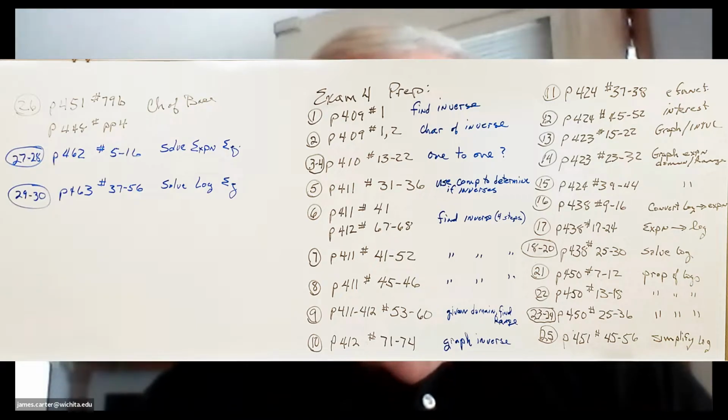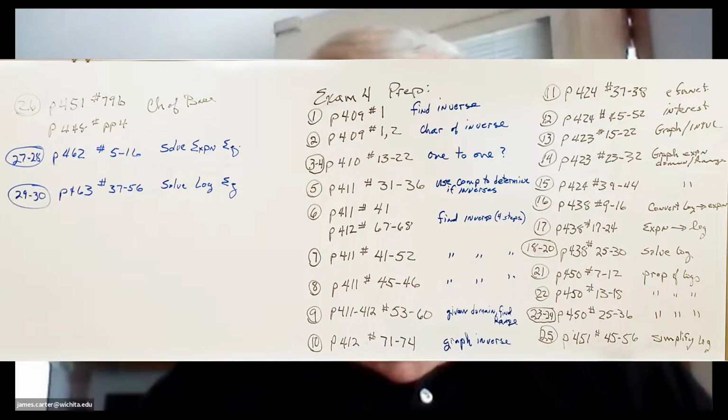Number 21, it says use the product property of logarithms to write the logarithm as a sum of logarithms. In other words, you are expanding a single logarithm. The citation for 21 is 4.4.1, page 450, numbers 7 through 12.